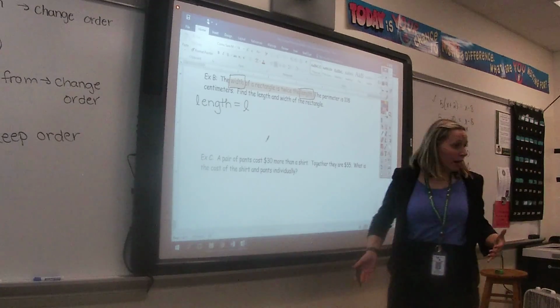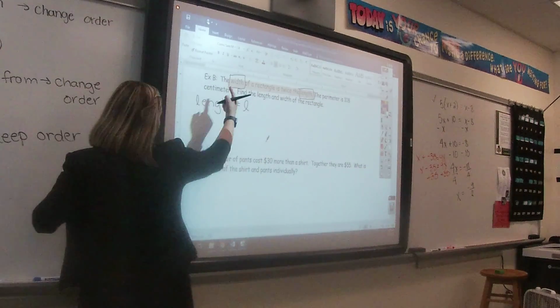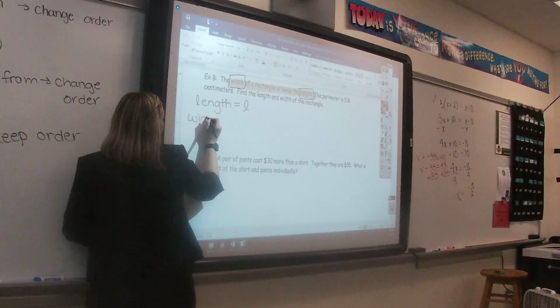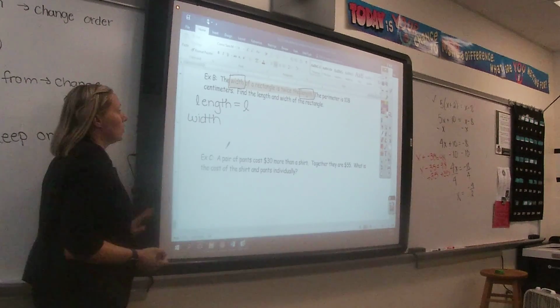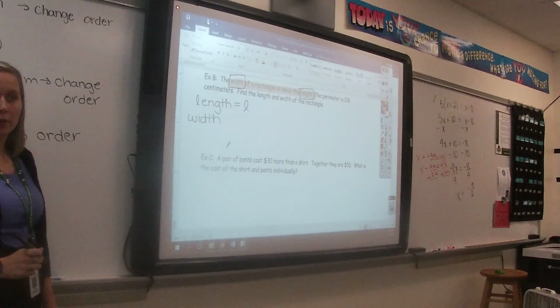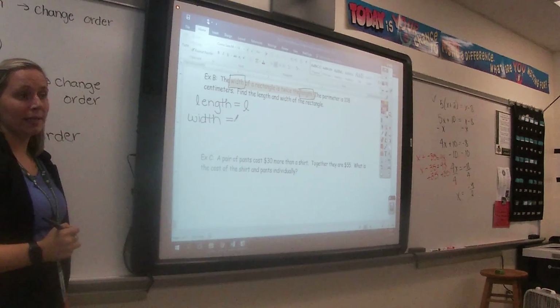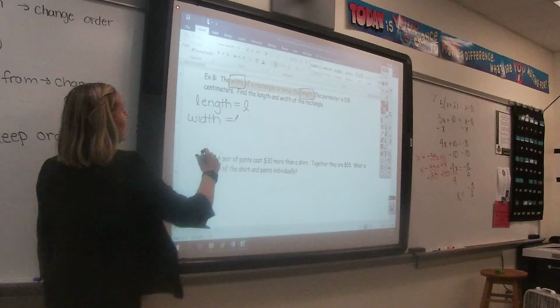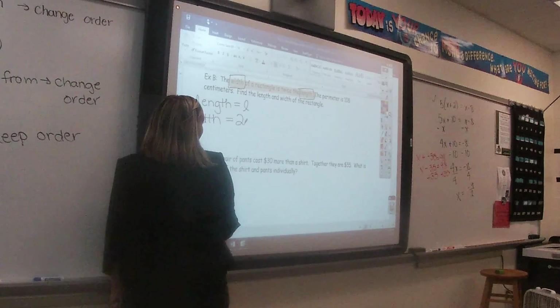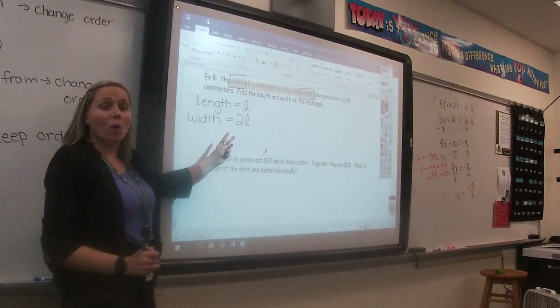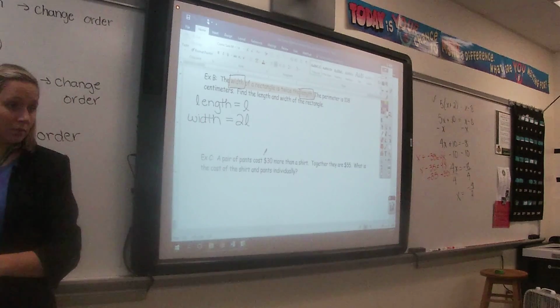Okay, so now we need to define our width. So we're just going to read and translate. The width of a rectangle is, what am I writing for "is"? Twice, what am I doing for twice? 2. To the length. Because twice is multiplication.